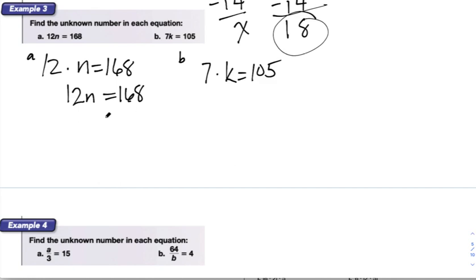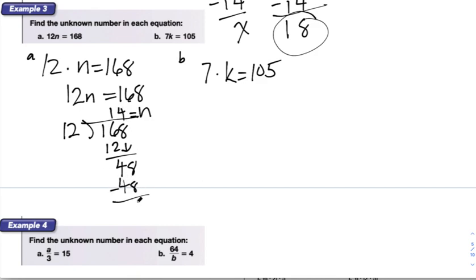Think about it. So with that in mind, I'm going to write 12 divided into 168 will give me the quotient that is n. Whatever n is, we're going to get that here. 12 goes into 16 one time. 1 times 12 is 12. When we subtract that, we get 4. Bring down our 8, and we know that 12 goes into 48 4 times with no remainder. So that lets us know that n in this case is equal to 14.